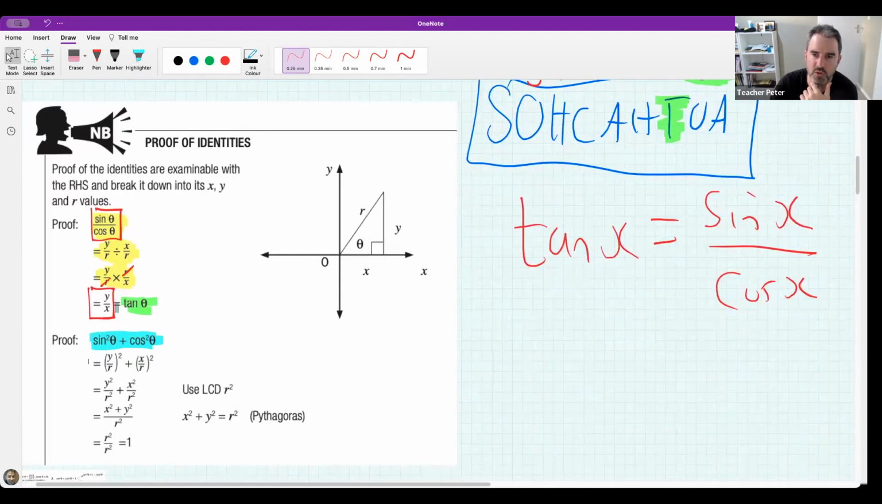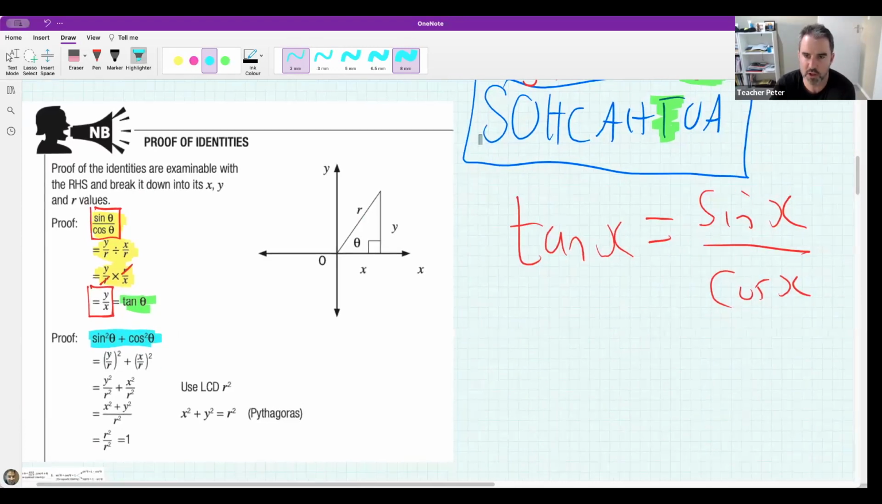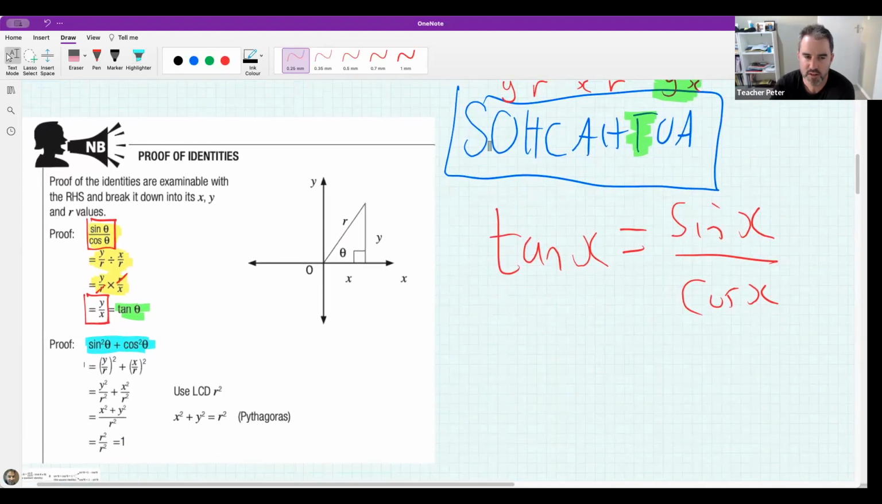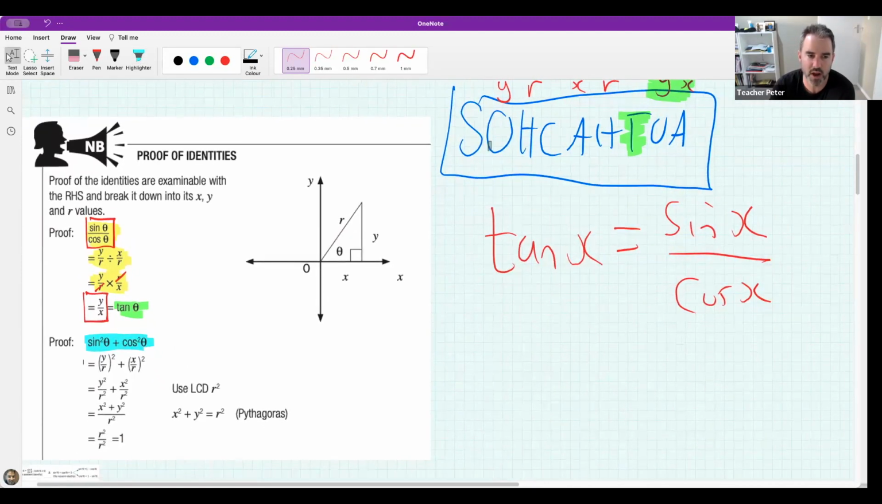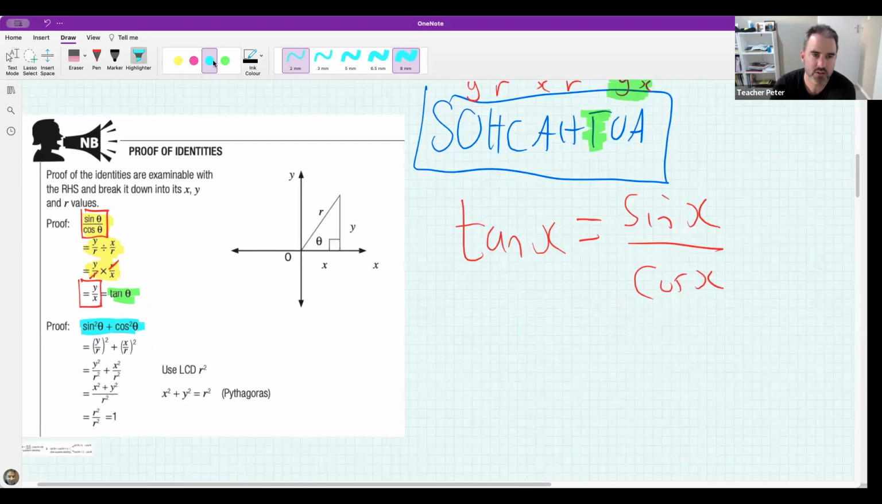Now, using what we did above, sine of theta is y over r. Cos of theta is x over r, right? So we've already got that above. But we are now going to write them as squared. So we've got (y over r) squared and (x over r) squared. If we square those, we get y squared over r squared plus x squared over r squared.